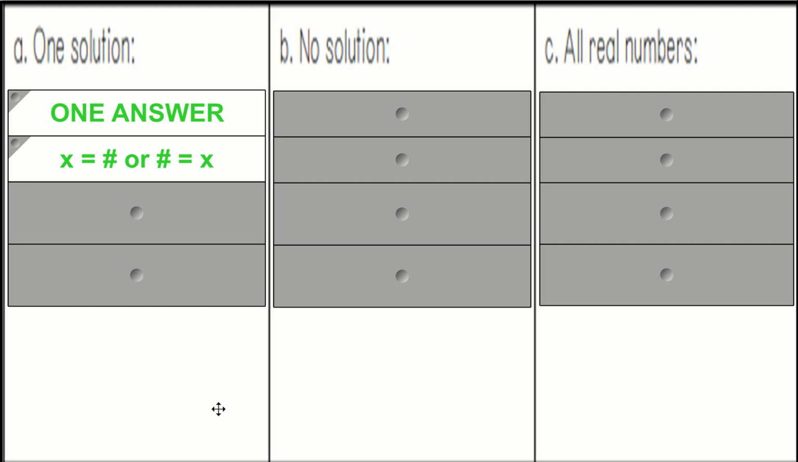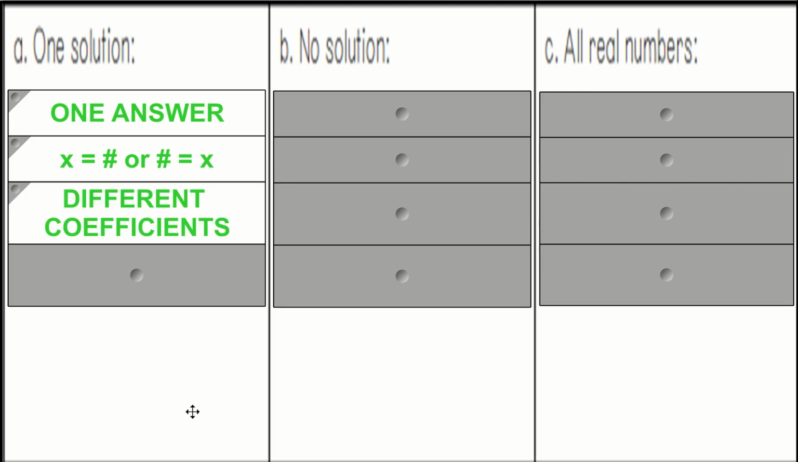Y'all, is 0 a number? Yeah. Solution, 0 could be the answer. Okay? 0 counts as a number. You have to do the first two steps first, okay? You have to distribute. You have to combine like terms. But after you distribute and combine like terms, if there are different coefficients on either side of the equation, then it's going to have one solution automatically.